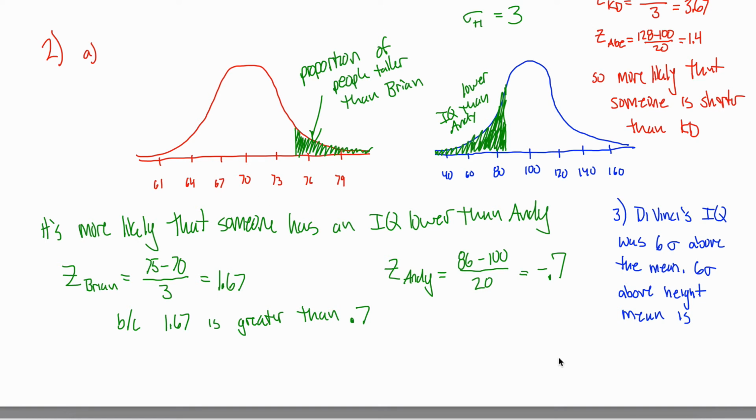is, well, let's see, the average height was 70, but then I want to add 6 of the standard deviations, which were 3 inches. So 6 times 3 is 18. 18 plus 70 gives me 88 inches. What does that mean? Well, 7 times 12 is 84. So 7 foot 4 inches is how tall somebody would have to be to be relatively as tall as Da Vinci was intelligent based on this measure.